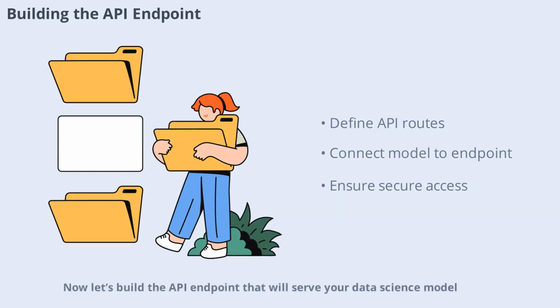Now let's build the API endpoint that will serve your data science model. An endpoint is a specific URL where users can send requests to get predictions. You'll define routes in your chosen framework, specifying how data should be received and how the model should process it. This is where you connect your trained model to the outside world, making it accessible to other applications. Careful design of endpoints ensures security and usability.